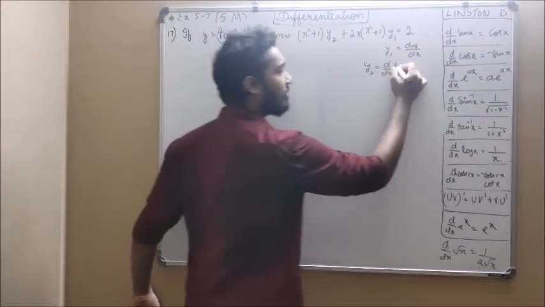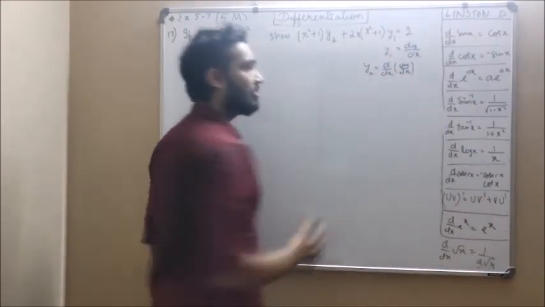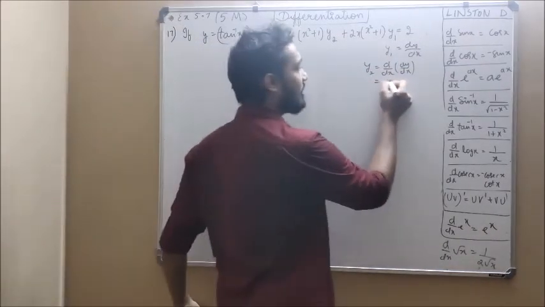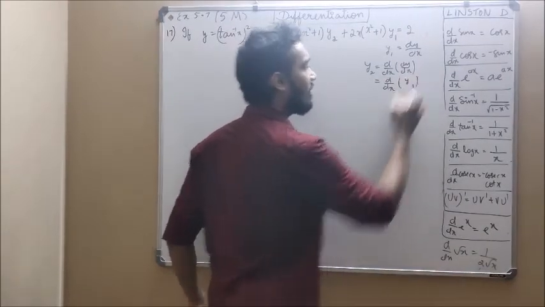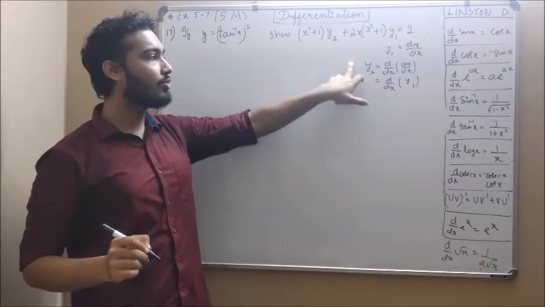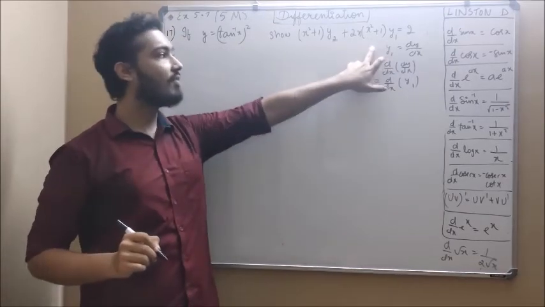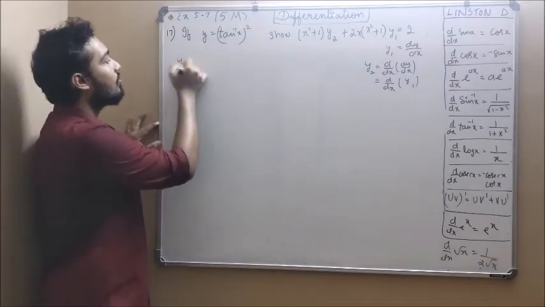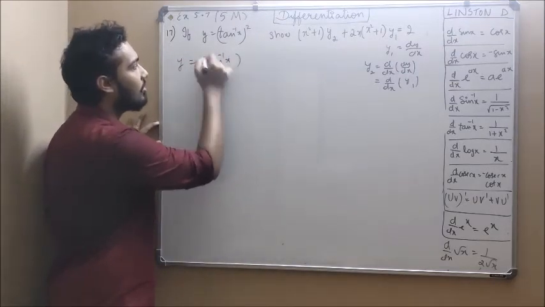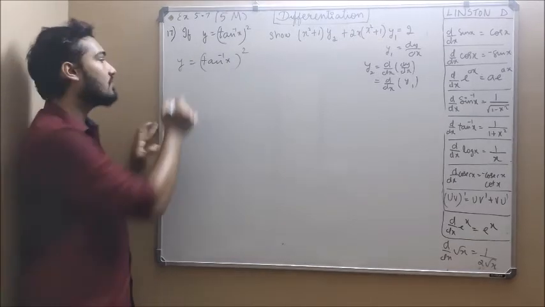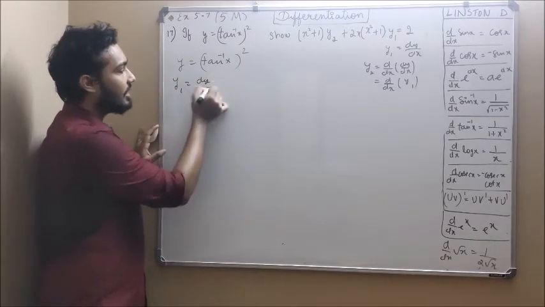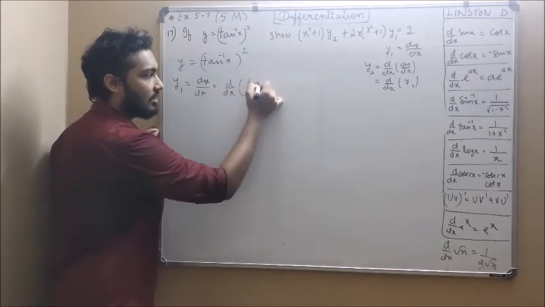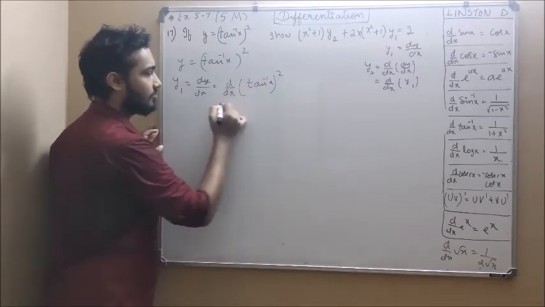So d by dx of dy by dx. So now here what is dy by dx? Dy by dx is nothing but y1. So it is nothing but d by dx of y1. So how you get y2? y2 you get by differentiating y1. y1 is nothing but the first order derivative dy by dx. So now first find here y equal to tan inverse x the whole square. First find y1. What is y1? y1 is nothing but dy by dx. So it is nothing but d by dx of tan inverse x the whole square.